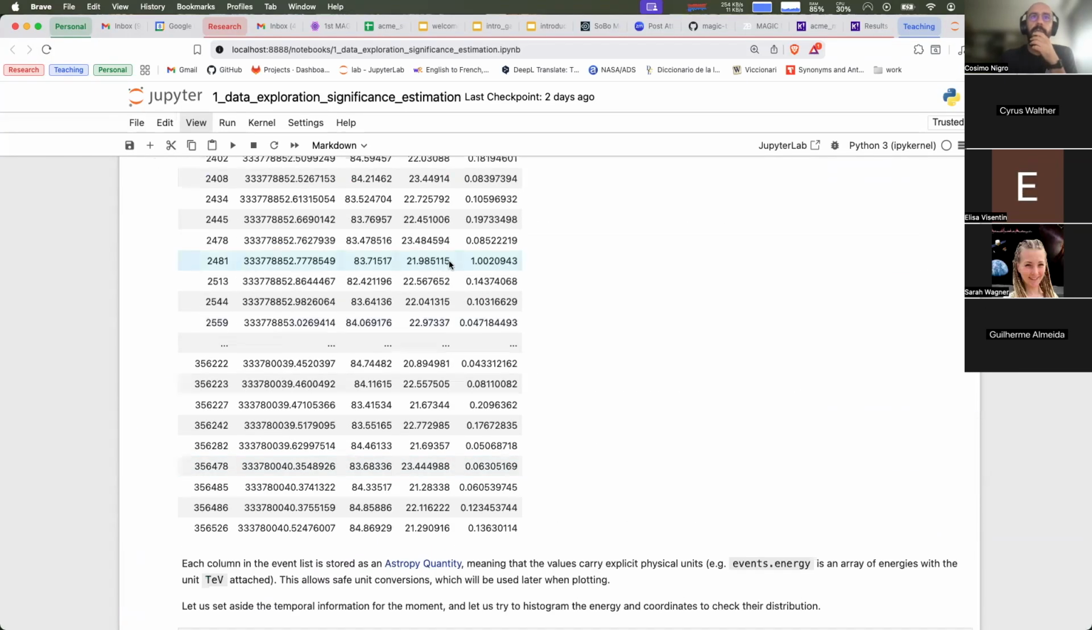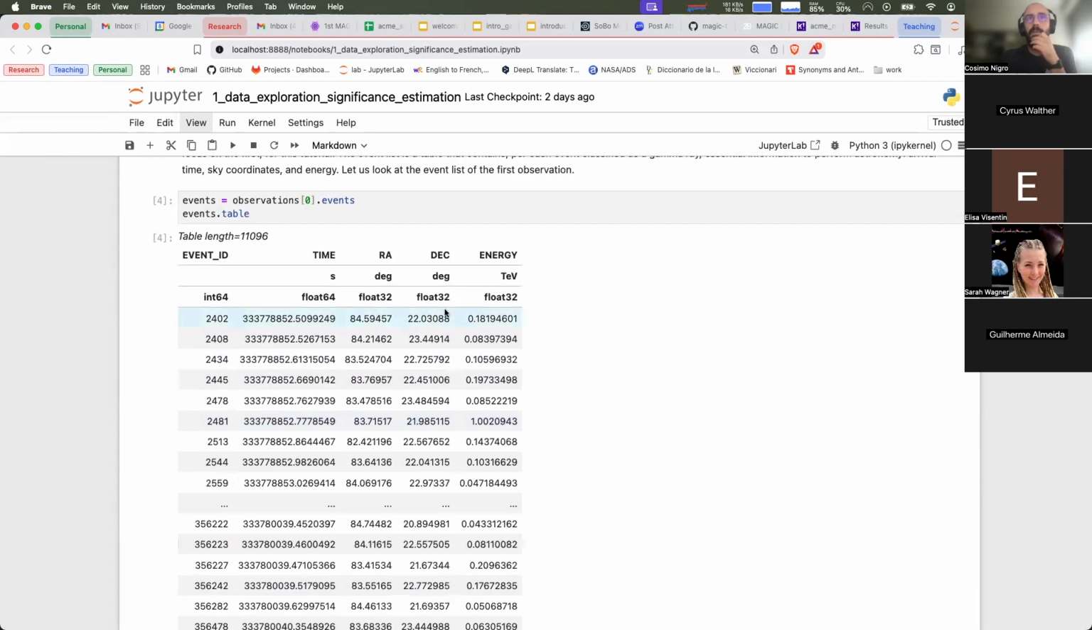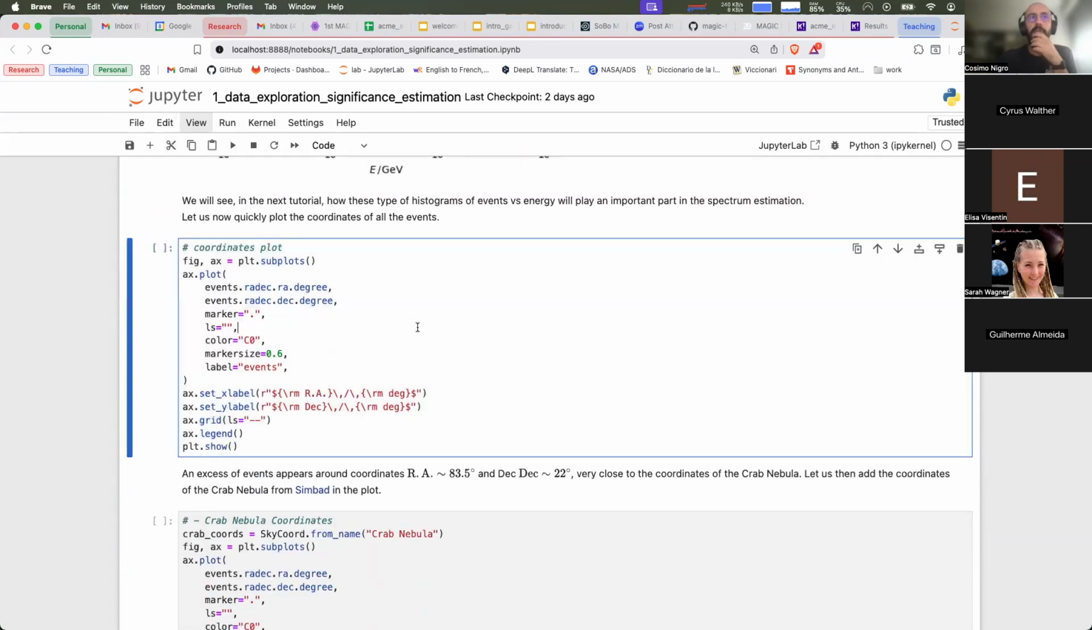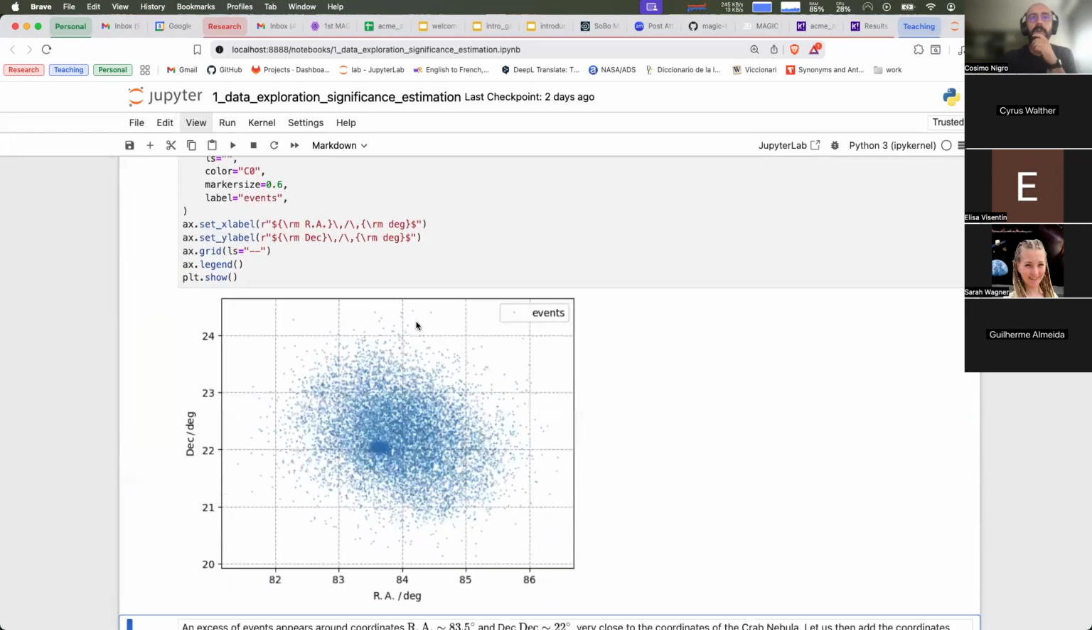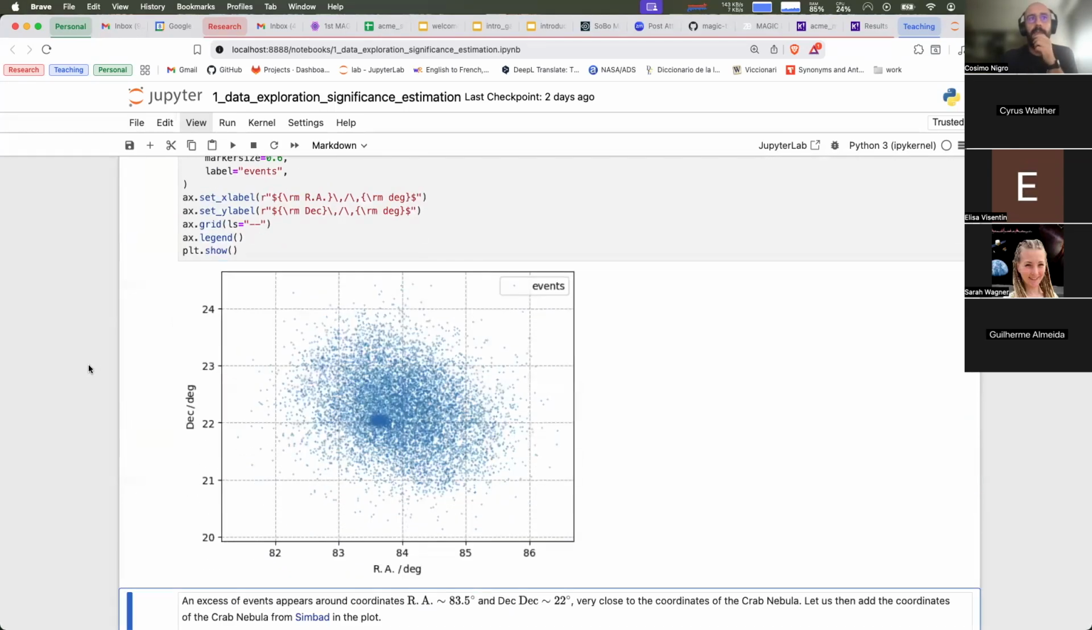The other components we have in the event list are right ascension and declination. So let's make a 2D histogram of the coordinates. Is anything interesting appearing? Do you see any interesting feature in the data? Feel free to speak up, no need to raise your hand. Any interesting feature in the data? Does it look like a smooth distribution?